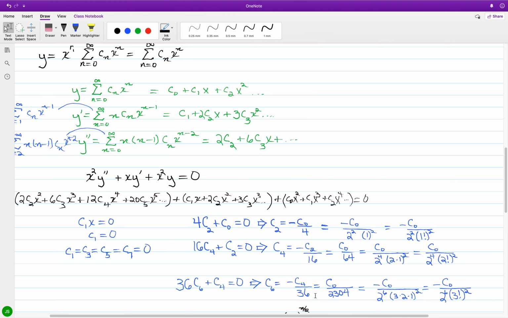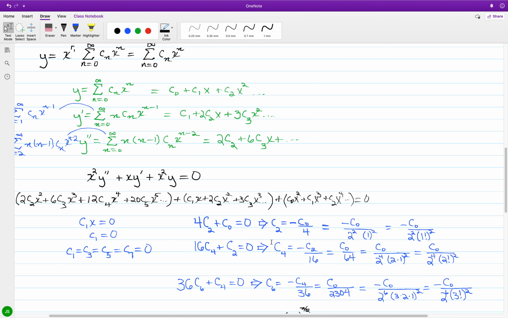Now, placing what I have in terms of c naught, again, c of 2 is equal to negative c naught over 4. c of 4, you would have like negative 1/16 of negative c naught over 4, so that would be c naught over 64. And c of 6, that would translate out to what we have with negative c naught over 2304.